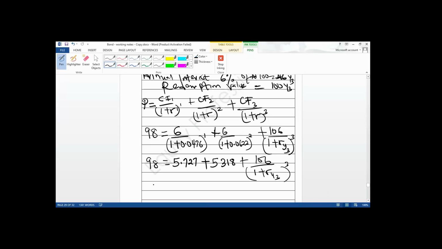Now sum these two together. 98 is equal to 11.045 plus 106 divided by 1 plus R in year 3 raised to power 3. Now collect like terms.